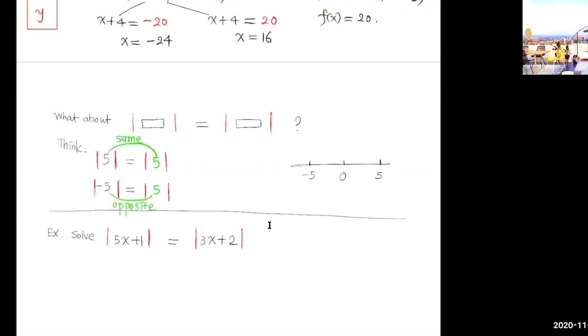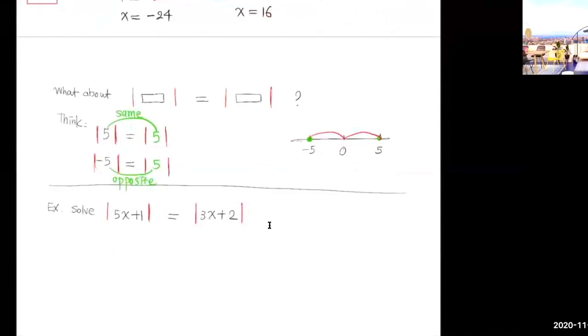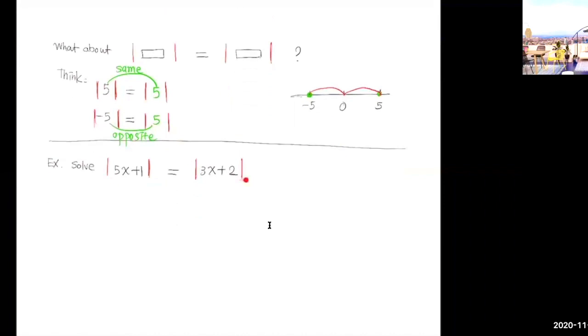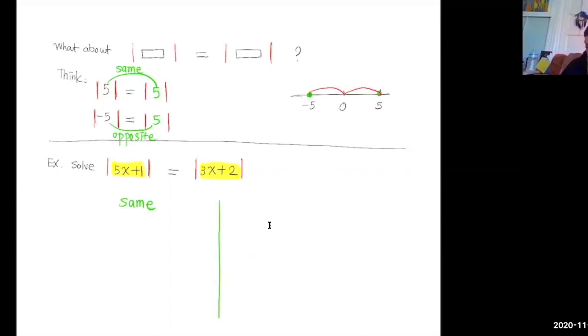When they're opposite, they also have the same absolute value, right? Think about the number line. If you want it to be the same distance away from 0, then either it's going to be the same number or they're opposite. So there are two possibilities here. With absolute values equal, the insides might be equal, or they might be opposite. All right, so now let's try to solve this absolute value equation. Let's think about this expression here and this expression over here. They have the same absolute value, so two possibilities. They might be the same or they might be opposite.